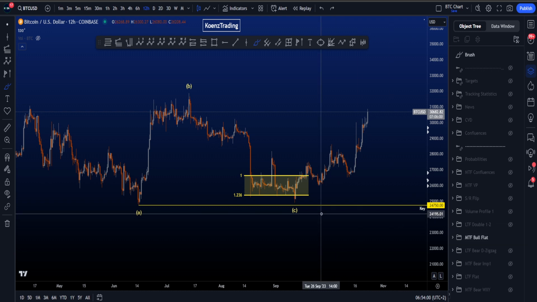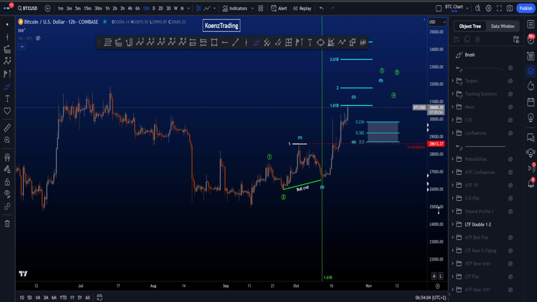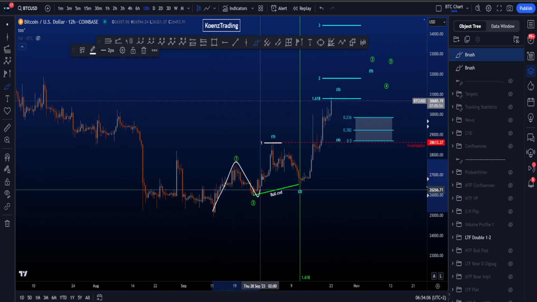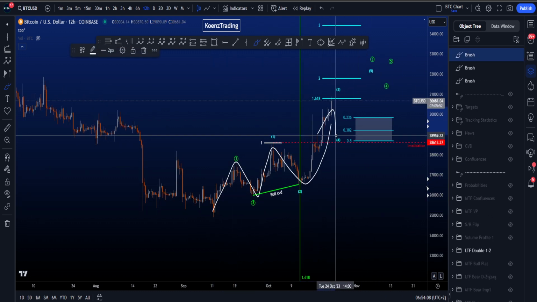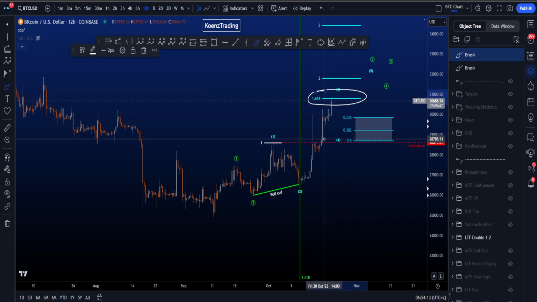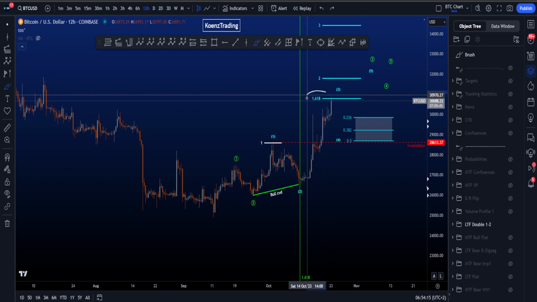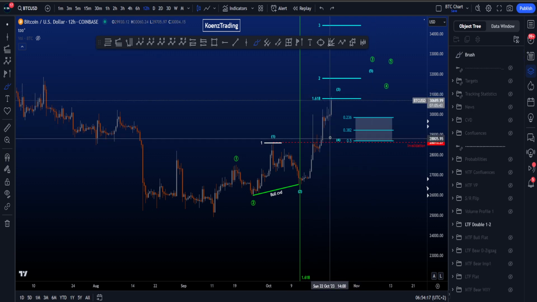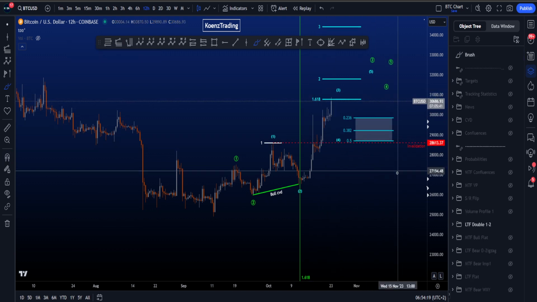If we then zoom in to the move towards the upside, we're thinking about a double 1-2 scenario, where we have a 1-2 in green, 1-2 in blue, and this is the beginning of your wave 3 to the upside, where usually a minimum target for wave 3 is the 1.618, which in blue over here, as you can see, has now been touched very nicely indeed.